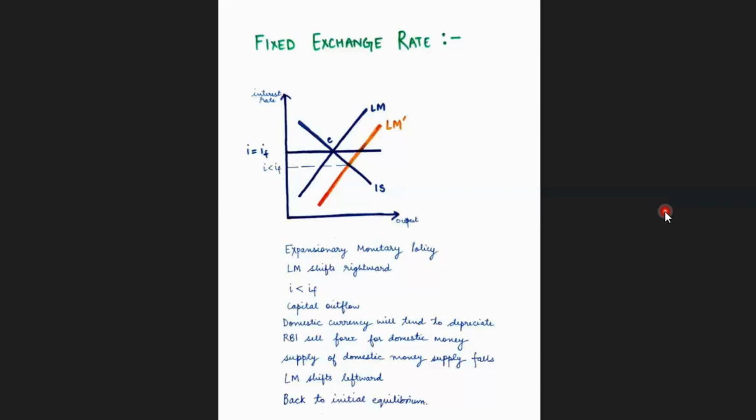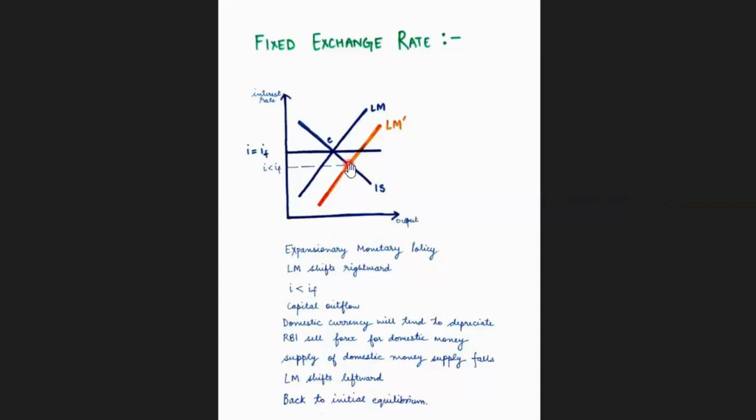Now, we will discuss what happens when there is an expansionary monetary policy under a fixed exchange rate system, given that it is an open economy with perfect capital mobility. When there is an expansionary monetary policy, the money supply in the country will increase. As a result, the LM curve will shift towards the right. Now we will be at the orange LM curve and the initial IS curve only. And this point shows the new equilibrium.